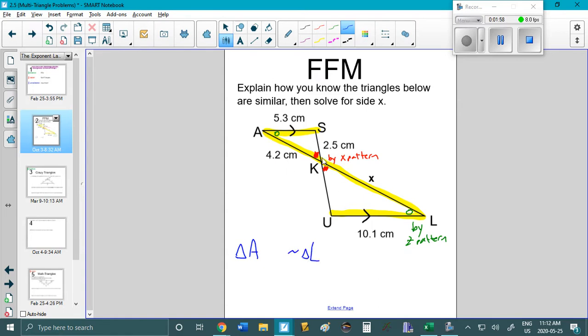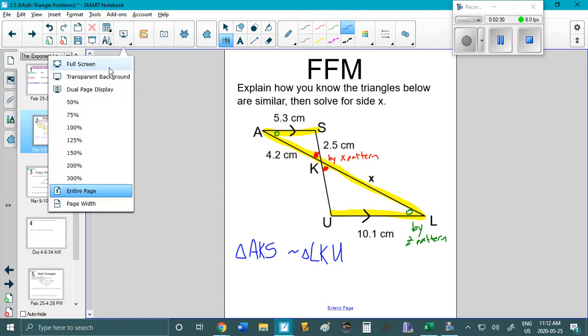And then we're going to work down here. And then we've got K in both, obviously, because they both have a K, so the angles are the same. And then if these two angles are the same, the other pair has to be the same because they add up to 180. So it's going to be S in the little one, and it's going to be U in the big one. So AKS is similar to LKU. You may have had ASK is similar to LUK. Either way, there's lots of ways to say that they're similar. This is just the way that I did it. Okay, so that's part one of the question.